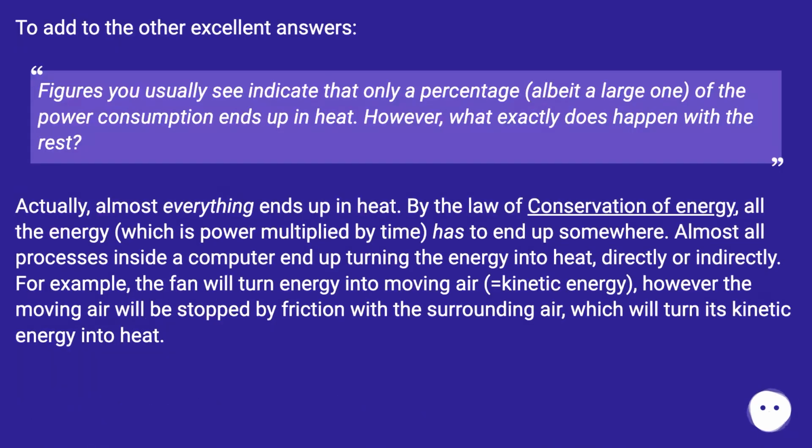To add to the other excellent answers. Figures you usually see indicate that only a percentage, albeit a large one, of the power consumption ends up in heat. However, what exactly does happen with the rest? Actually, almost everything ends up in heat. By the law of conservation of energy, all the energy, which is power multiplied by time, has to end up somewhere. Almost all processes inside a computer end up turning the energy into heat, directly or indirectly. For example, the fan will turn energy into moving air, kinetic energy, however the moving air will be stopped by friction with the surrounding air, which will turn its kinetic energy into heat.